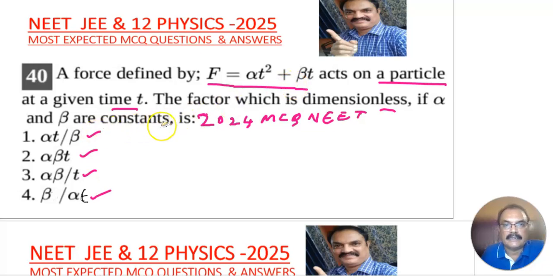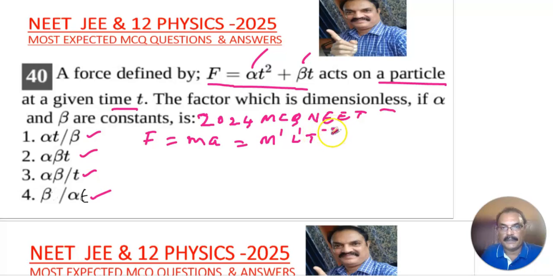Alpha and beta are constants. Force is given, and you need to find the alpha value and beta value. If you find alpha and beta on the basis of dimensional analysis, then by substituting them in the first, second, third and fourth options, we can come to the conclusion. So how to find them? Let's take F is equal to MA, mass into acceleration. Mass dimension is M1, acceleration dimension is L1 T minus 2, right?